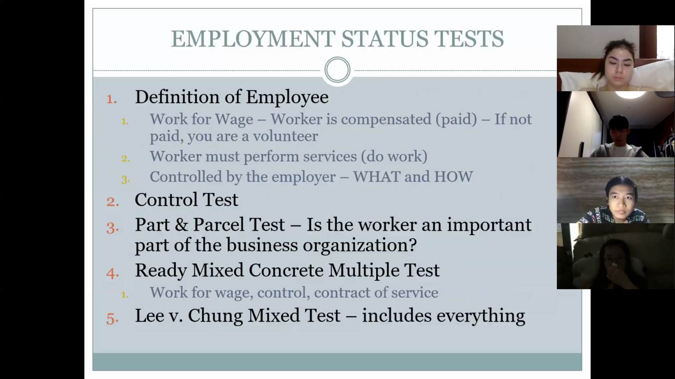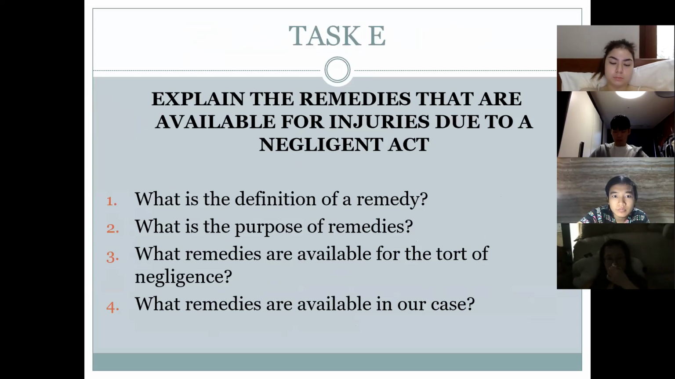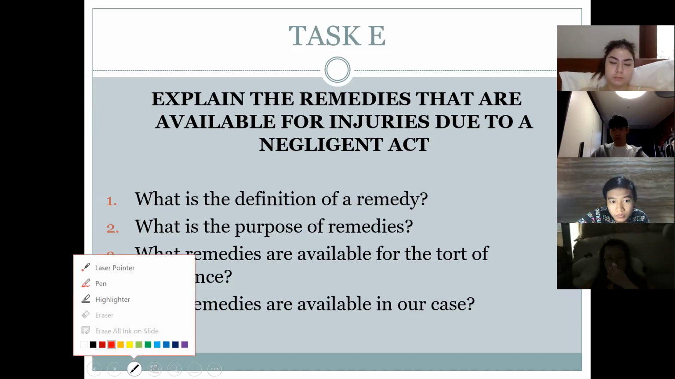Task D, let's do that in a second. Task E, explain the remedies that are available for injuries due to a negligent act. What is the definition of remedy? Well, we just did that. What is the purpose of a remedy? We just did that.